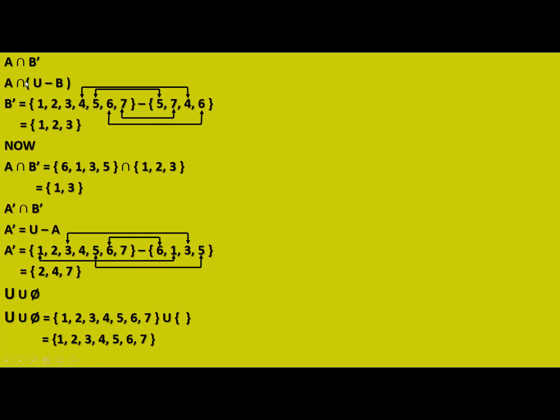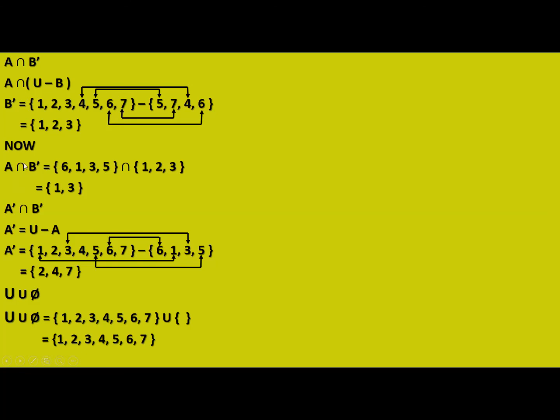Students, now we have solved U difference B. And why have we solved U difference B? Because it is inside the brackets. Now what is outside of the bracket? Outside of the bracket there is A intersection. So now we are solving A intersection. A is coming first. First we'll write the elements of A. The elements of A are 6 1 3 5.